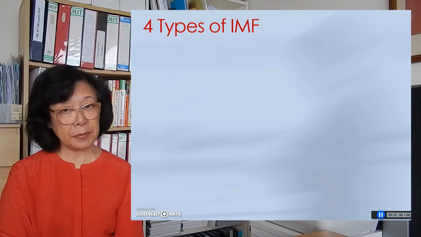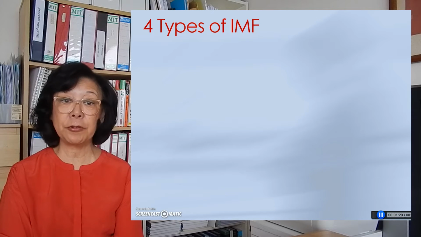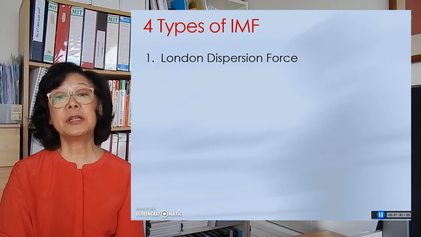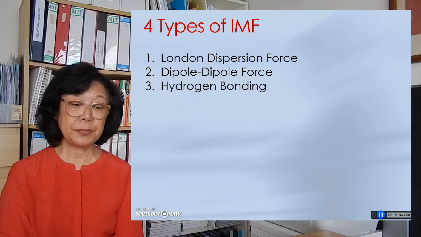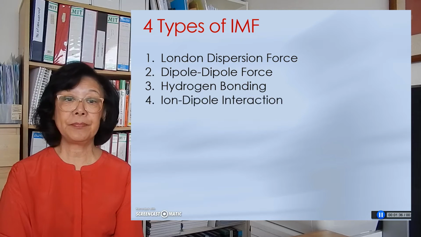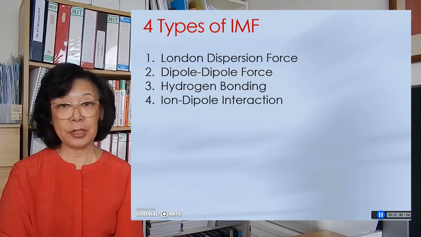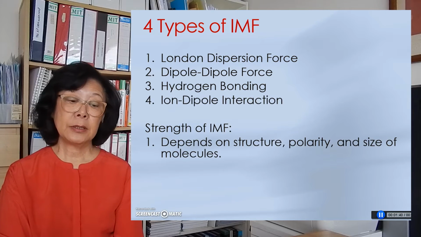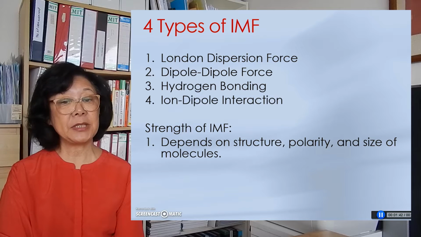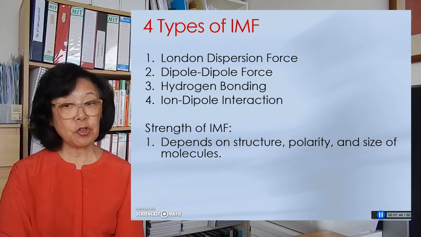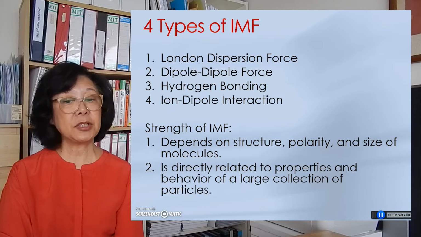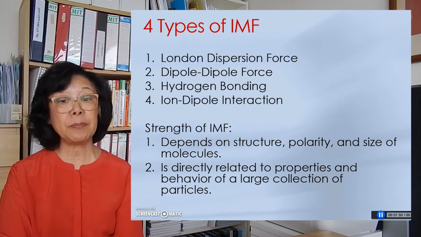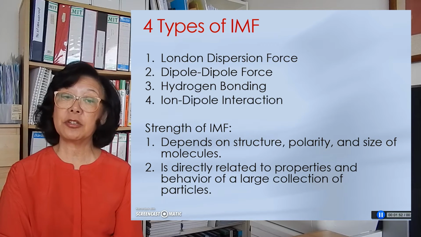There are 4 types of intermolecular force that we're going to cover today: the London dispersion force, the dipole-dipole force, hydrogen bonding, and ion-dipole interaction. The strength of intermolecular forces depends on structure, polarity, and size of molecules, and it is directly related to the properties and behavior of a large collection of particles.